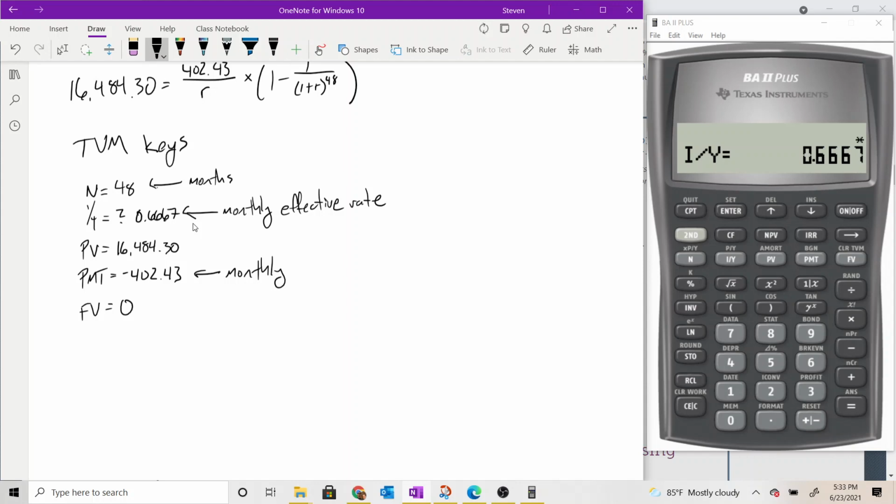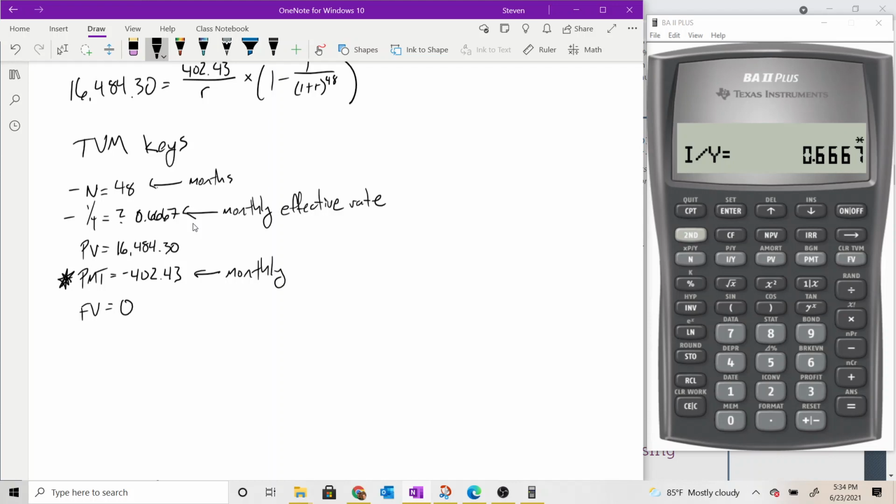All right, and the terms on those 3 keys, these 3 keys are always going to match: N, I over Y, and payment. If N is in months, then I over Y and payment need to be months. And really what determines that are the cash flows themselves. What's happening on the payment key is what determines what is happening on the N key and the I over Y key.